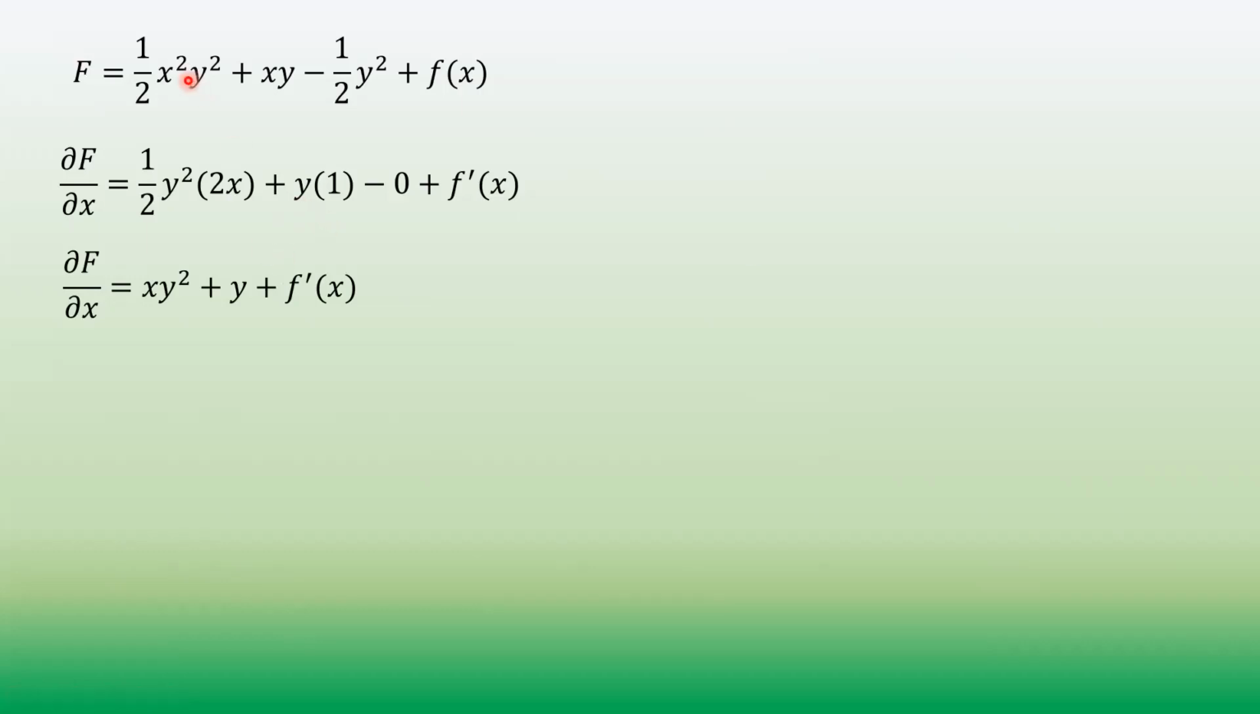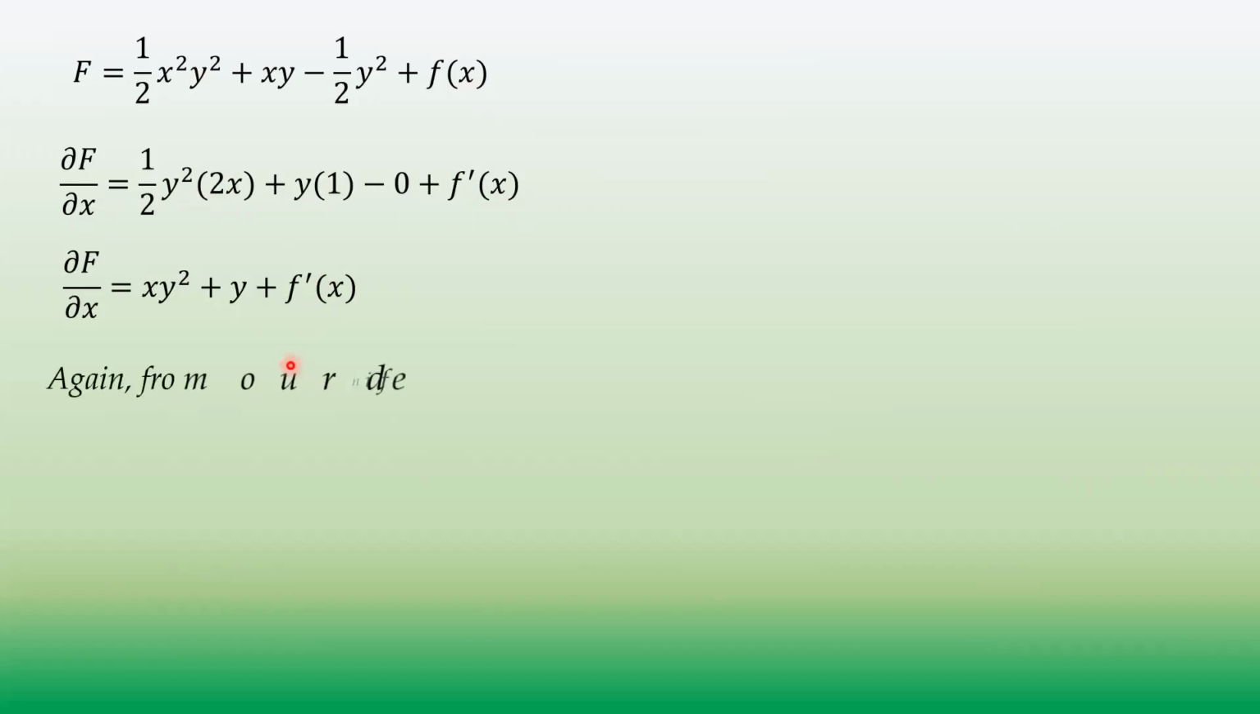So dito, we have 1/2, di ba? Y squared, yan ay constant. Derivative ng x squared ay 2x. Y ay constant. Derivative ng x ay 1. Derivative ng 1/2 y squared, yan ay 0 kasi yan ay constant. Derivative ni f of x is f prime of x, di ba kasi ang symbol ng derivative ay prime. Okay. Now, simplifying, we have, so cancel yung 2 ulit dyan. Then we will have x y squared plus y plus f prime of x.